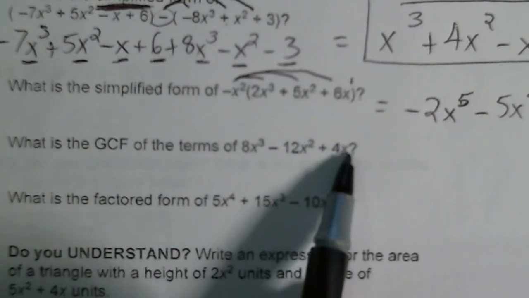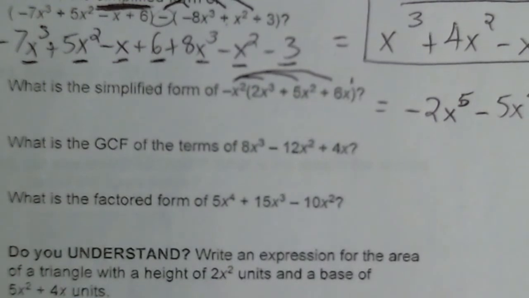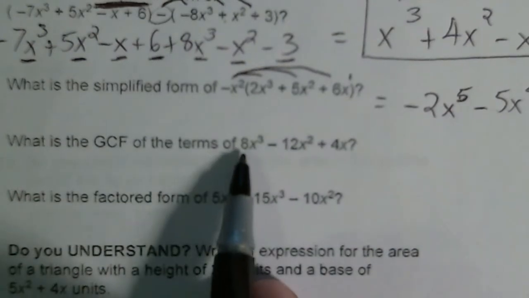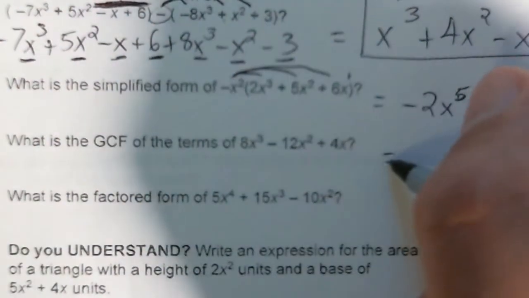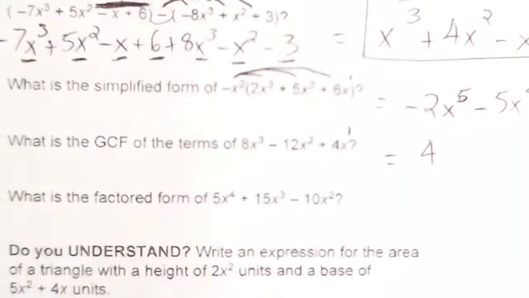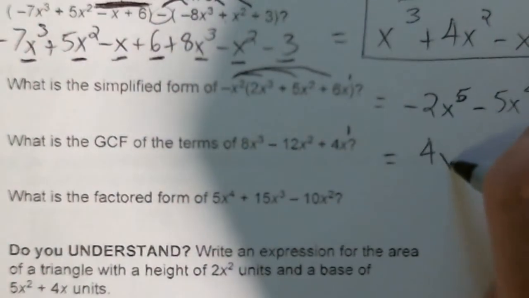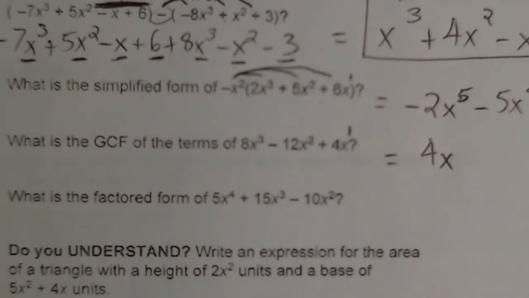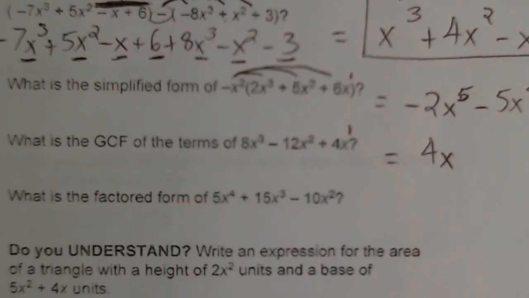Remember the little analogy I used in class with the pencils or the markers. If I'm trying to grab the most number of pencils from every student, the only way to do that is to grab the pencils from the student who has the least. So I'm looking for the variable with the lowest exponent. The highest number that goes into 8, 12, and 4 is 4, and that's pretty easy. Now, the variable with the lowest exponent is this x to the 1. So the best that I can do is just x to the 1. So my GCF is 4x. That will divide evenly into all three terms.